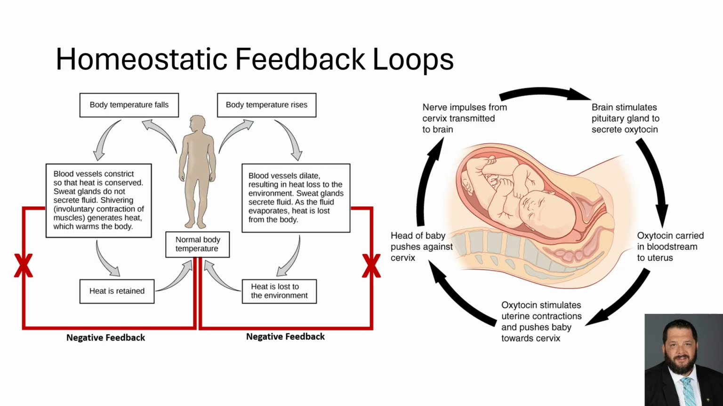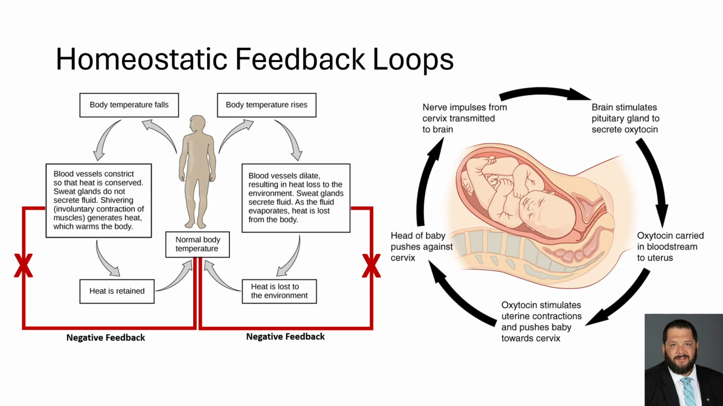For example, if we look at the image on the left-hand side of your screen, if the body temperature falls, that is sensed by the body, and the brain then directs the blood vessels to constrict so that the heat is conserved. Heat is then retained, and that moves the body back to the normal temperature. If the body temperature rises, the blood vessels will then dilate. Sweat glands will secrete fluid, and that fluid evaporation causes heat loss. Once the heat is lost to the environment, the body is restoring its normal body temperature and thus maintaining that homeostatic state, or maintaining homeostasis.